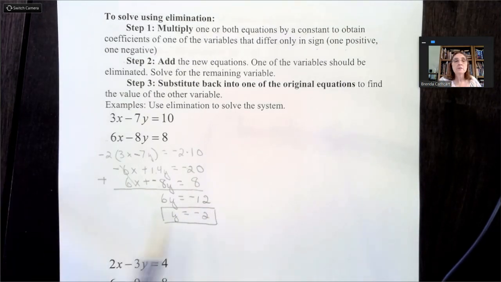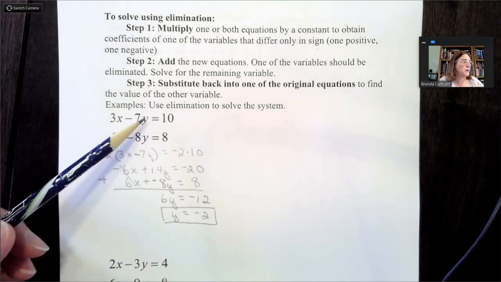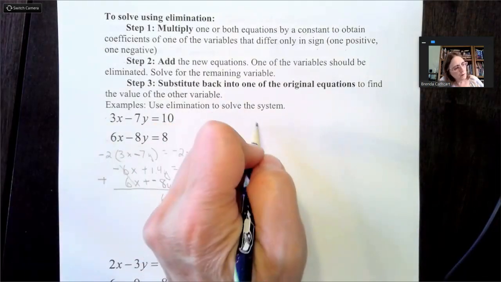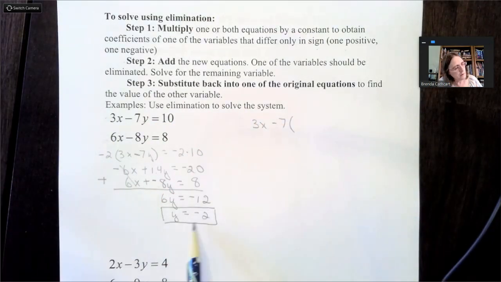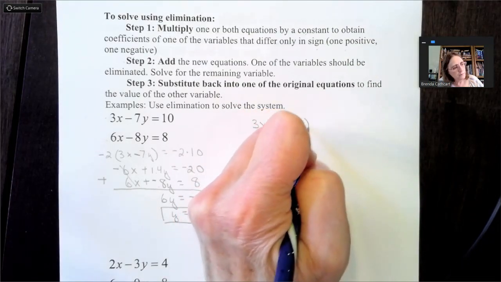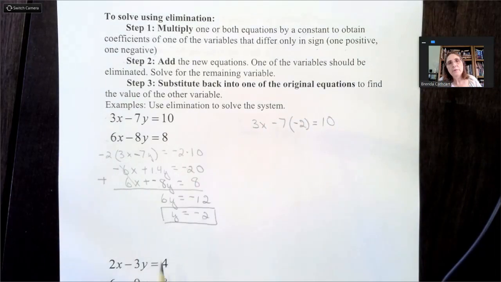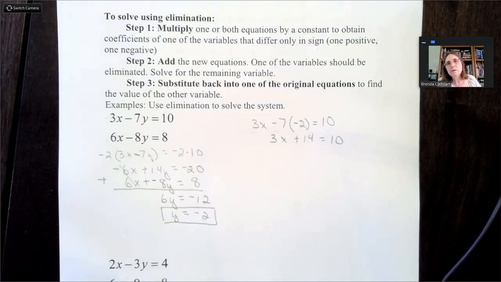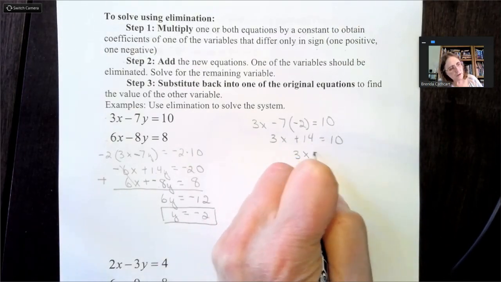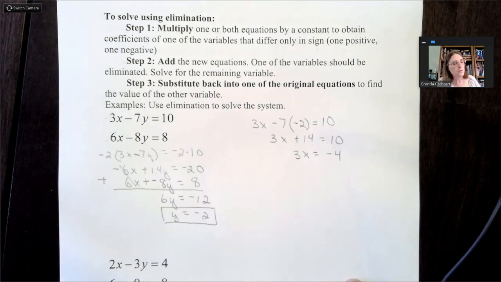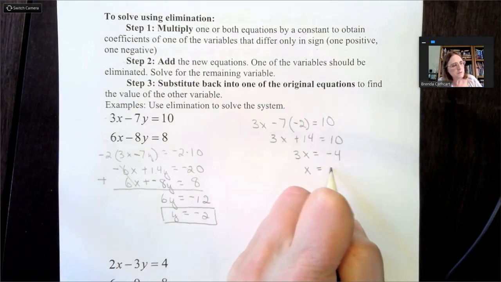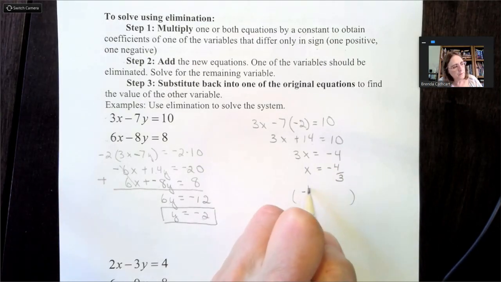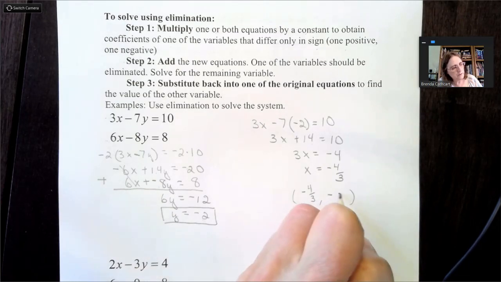To find the value for x, all we need to do is put -2 in for y in one of the two original equations. So let's choose our first equation. We have 3x minus 7 multiplied by -2 is equal to 10. Simplifying, 3x plus 14 equals 10. Solving by subtracting 14 on both sides, 3x is equal to -4. And then dividing by 3 gives us x equals -4/3. So our solution is the ordered pair -4/3, -2.